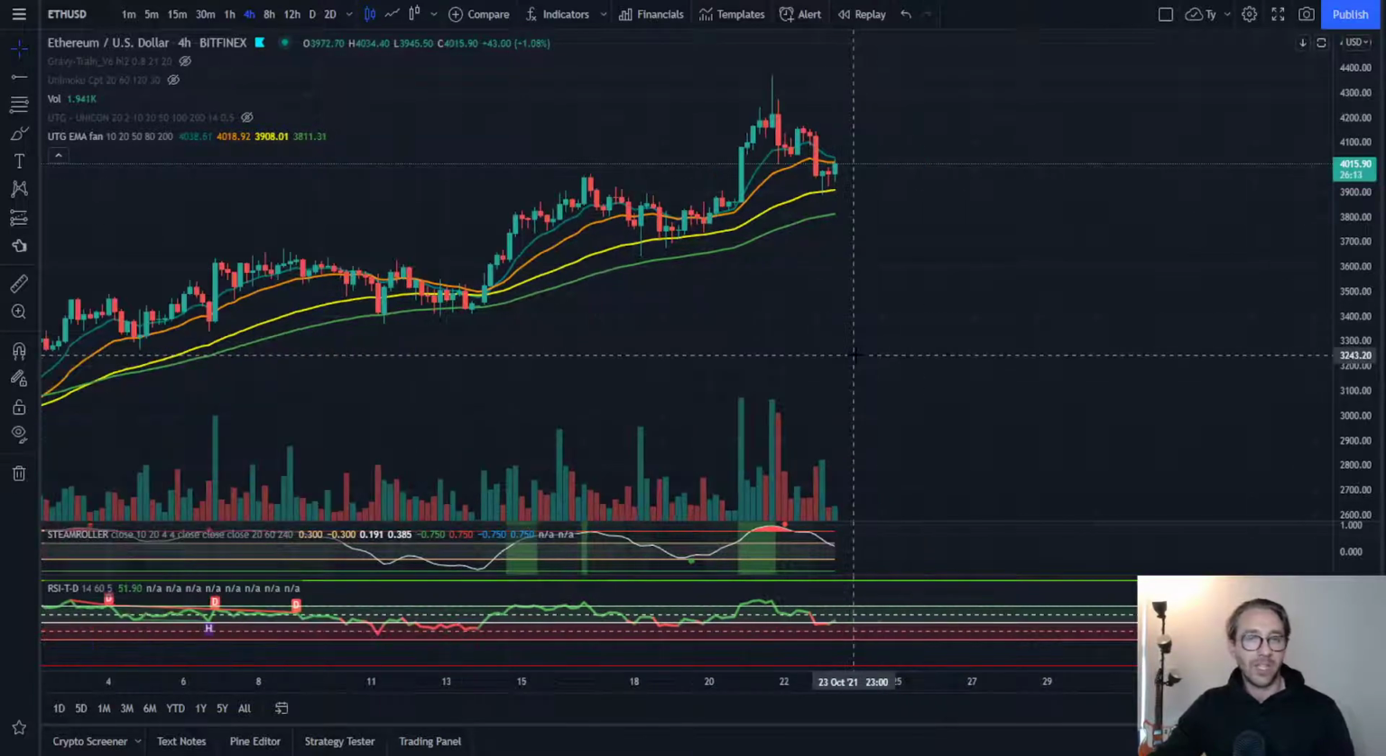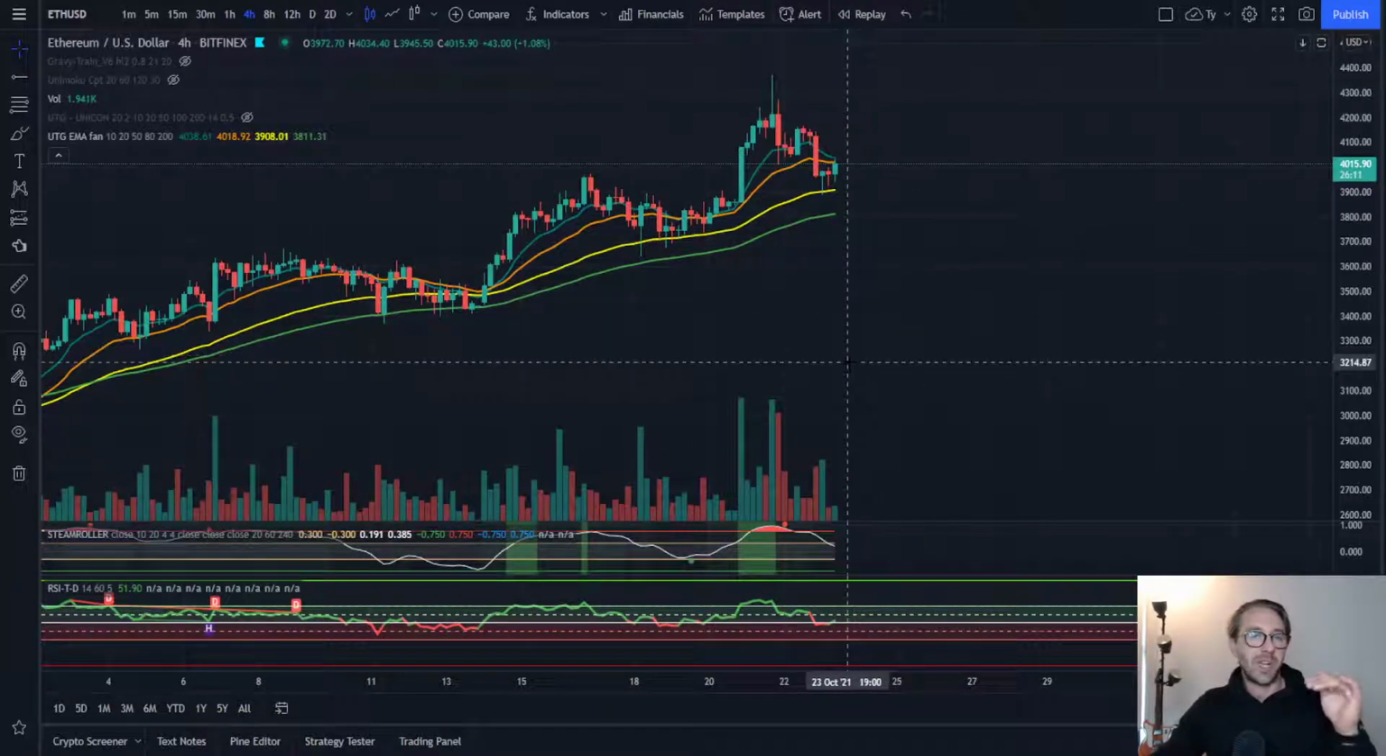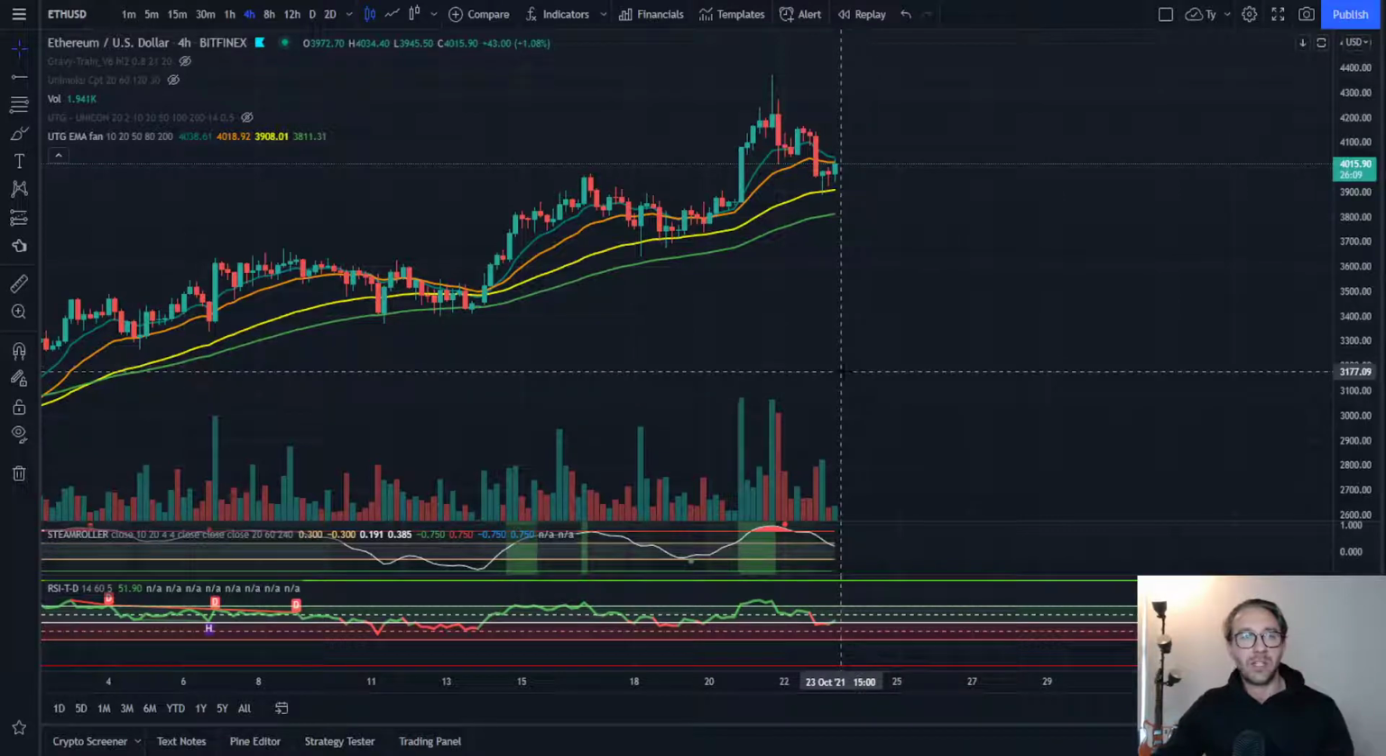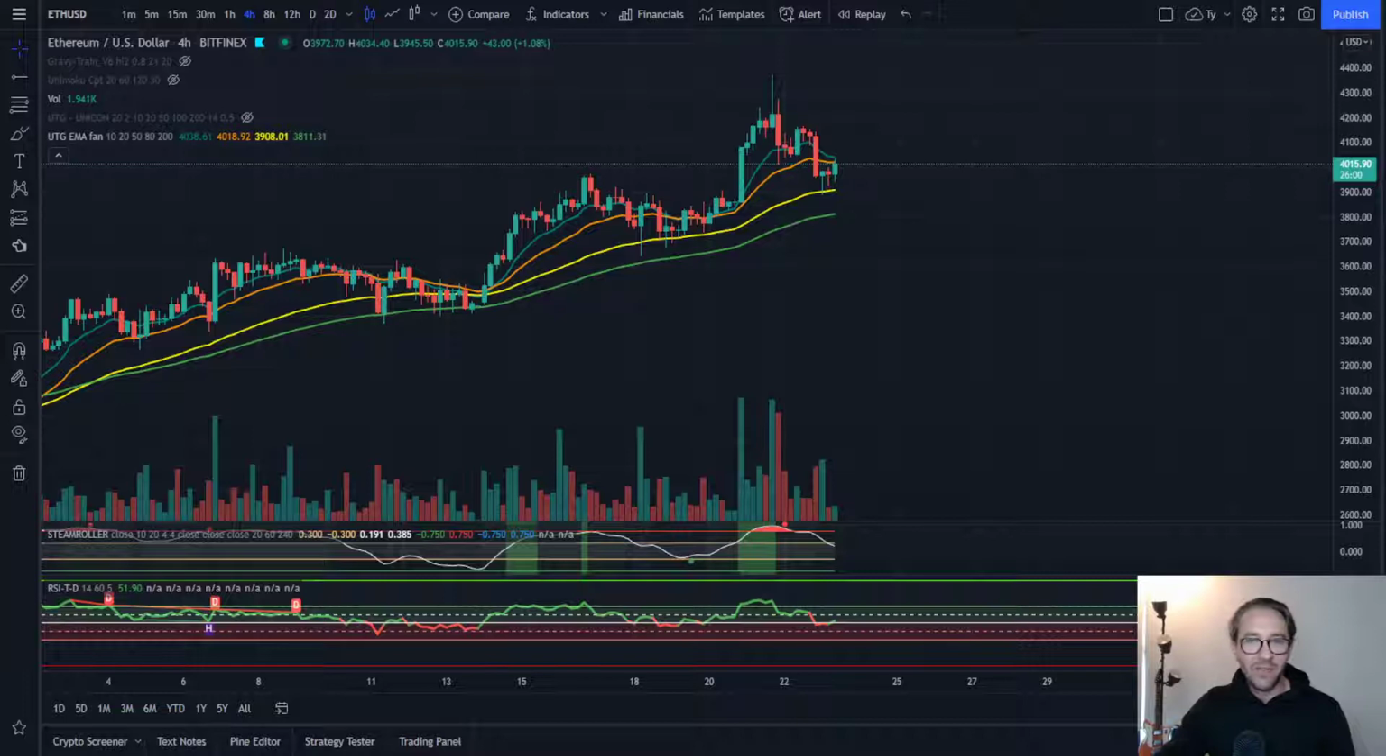So conversely, when we are below it, each of them becomes a level of resistance. We break below the 10 and 20, 50 becomes resistance, and then same for the 100 and 200. Very, very easy to understand, very, very easy to use.